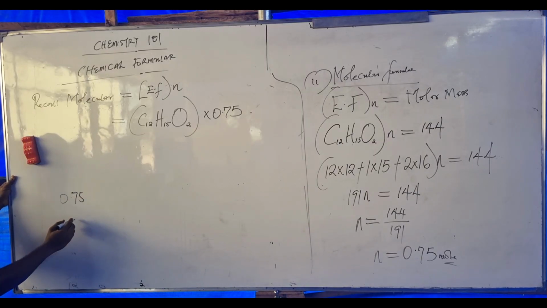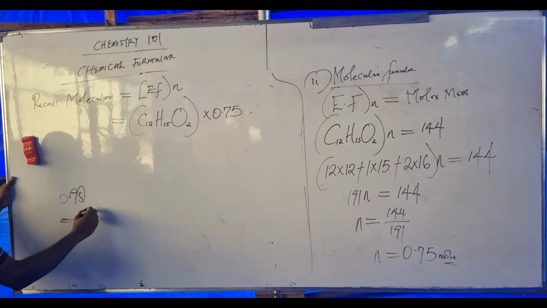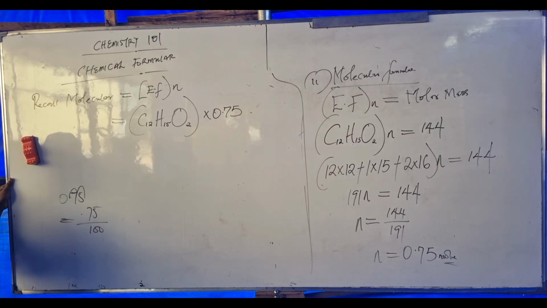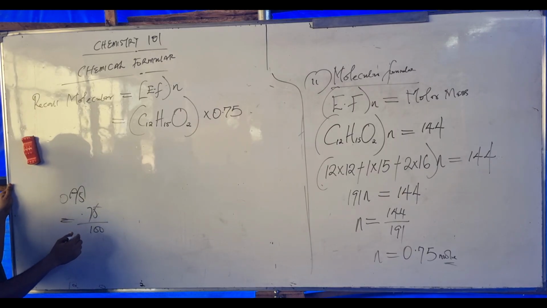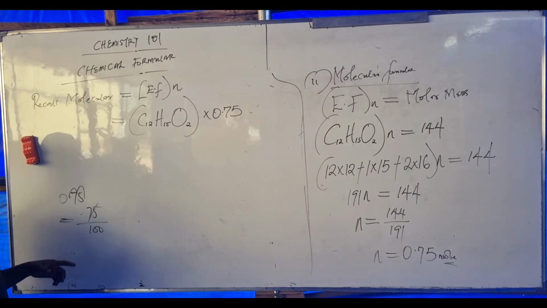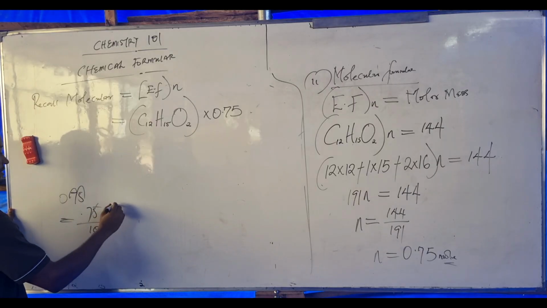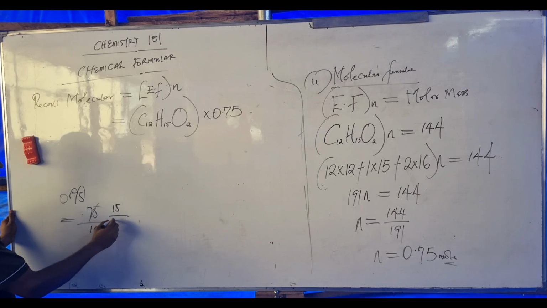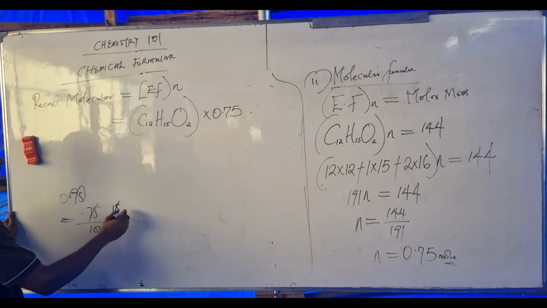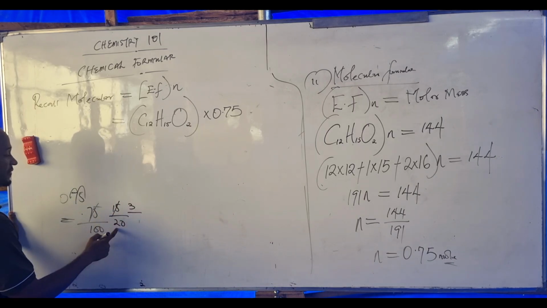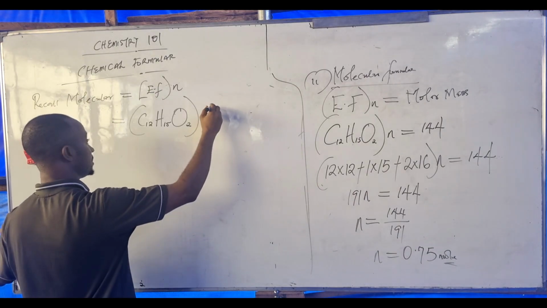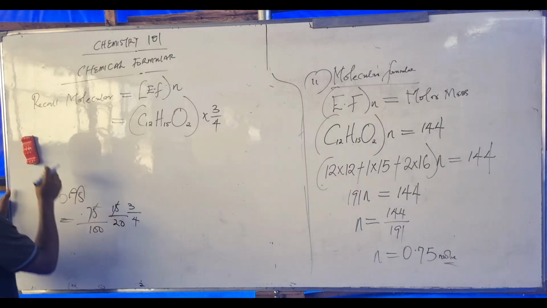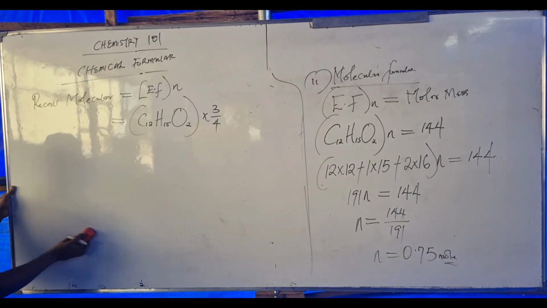0.75 is the same as 75 over 100, right? What can go into both here? 5 can go. 5 times 10 is 15, 5 times 20 is 100. What can go in again? 5 times 3 and 5 times 4. So can I say this is the same as 3 over 4, Abi? Are you following? Are you guys following?